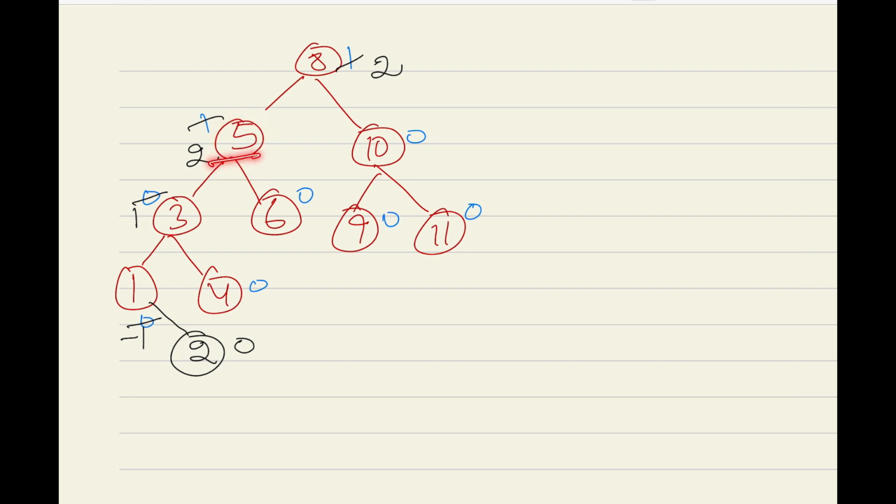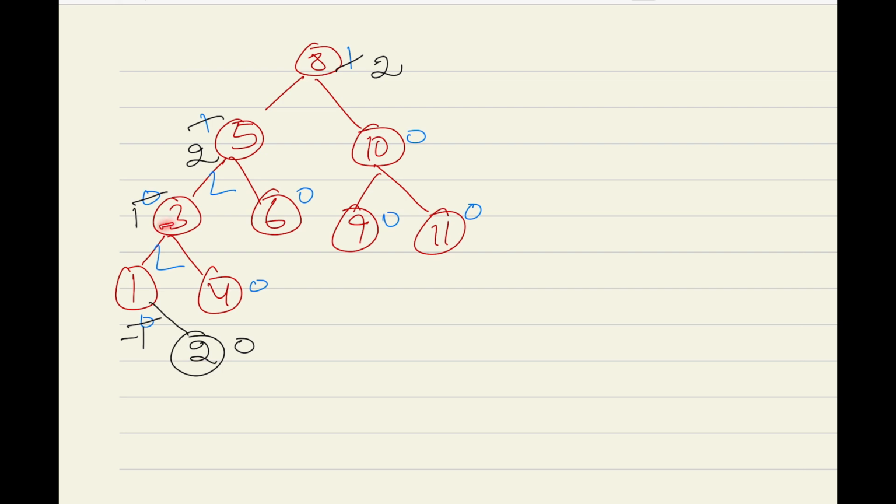So from this critical node, move towards the newly inserted node. So the path is LL. Here you can observe the path is L, or left. So 5 is the critical node. Then if we move from 5 towards the inserted node 2, the path is LL. So what is the LL rotation?